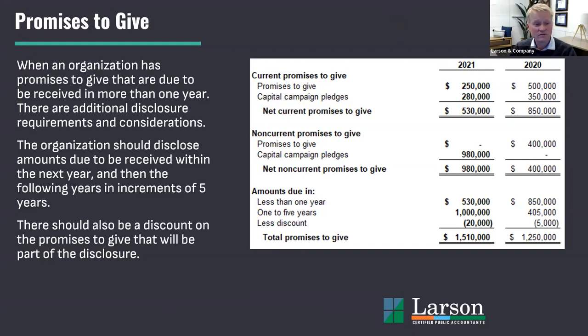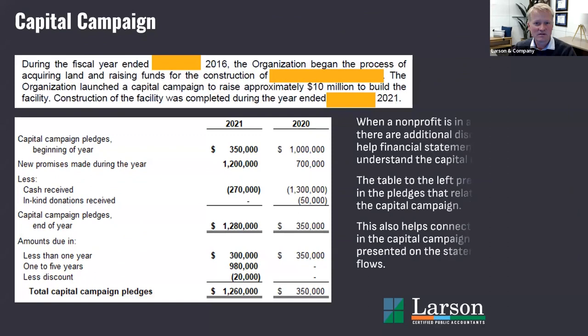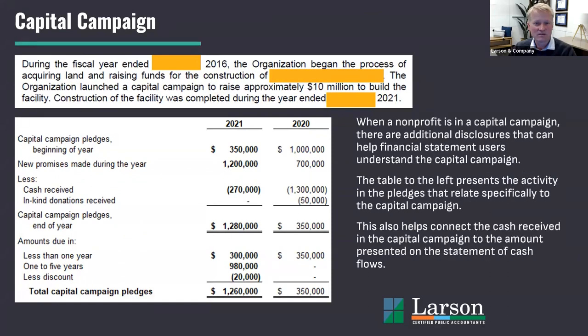And then there should also be disclosure on a discount. Anytime you have long-term promises to give or pledges, you should be discounting those to present value. And so that discount on the present value should also be included in this disclosure. Okay, another unique item for financial statement footnotes for nonprofits is if the nonprofit's in a capital campaign.